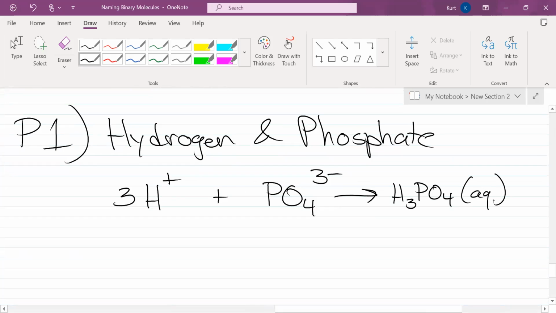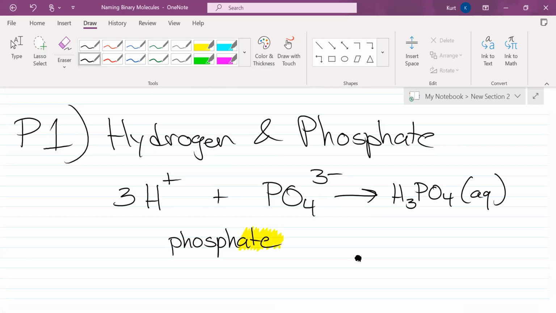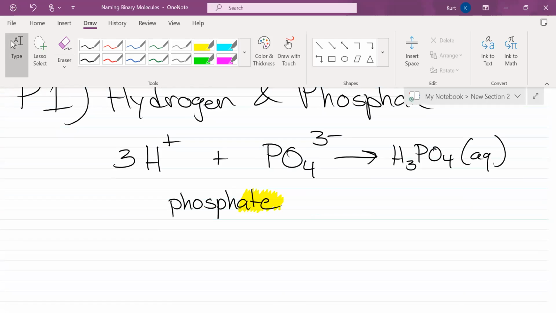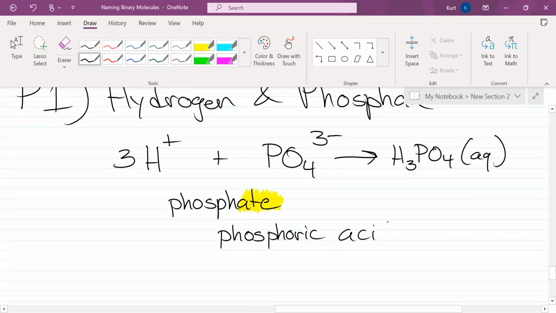So we need to come up with a name. So this is called phosphate. Does phosphate have oxygen in it? Yeah, so we have to name it according to the oxyacid rules. It ends with ATE. So what do you replace ATE with? Ic. Now we don't say phosphic. This is a unique one. You say phosphoric. And the second word is acid.